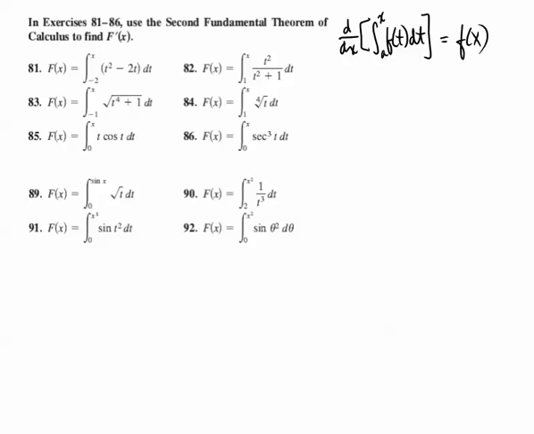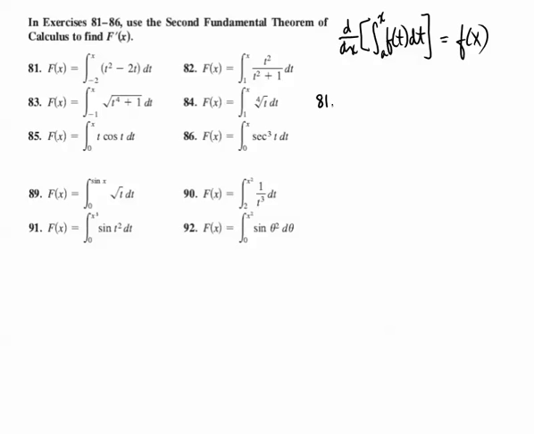That's as easy as it is, with one catch. That one catch will show up in these problems when we get to numbers 89 and 91, and that is when what we're plugging in is no longer just a variable x. It's a function of x. And when it's a function of x, we're going to view that as a function composition, and we're going to need to use the chain rule for that. So I'm going to quickly go through these examples.